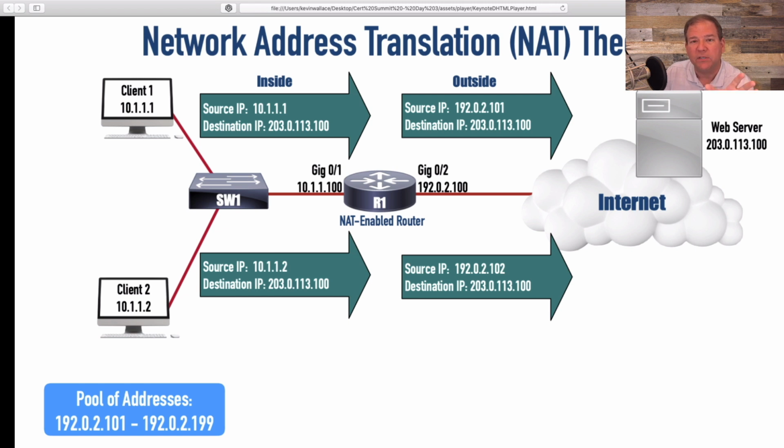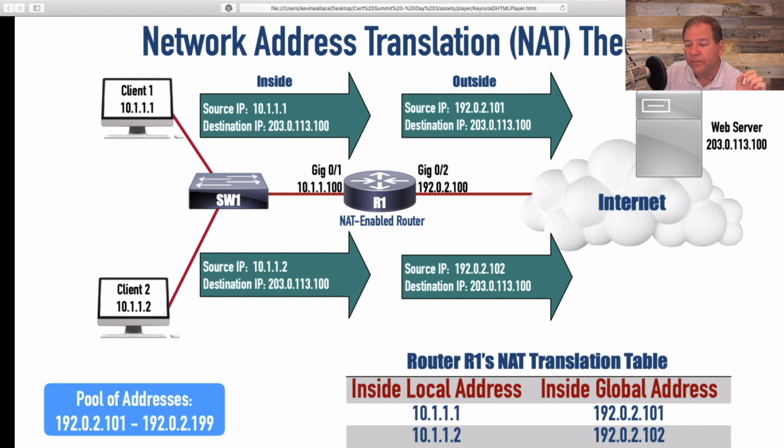Okay, what's the difference then between inside local and inside global? Well, let's consider this. Local, you might want to put this in your notes, local is only going to be locally significant. It's not routable in the public internet. It can only be routed locally. Where a global address is globally routable, as the name suggests.